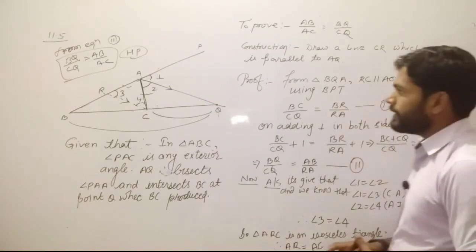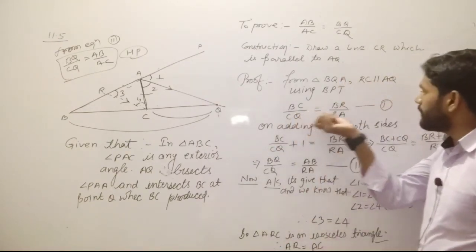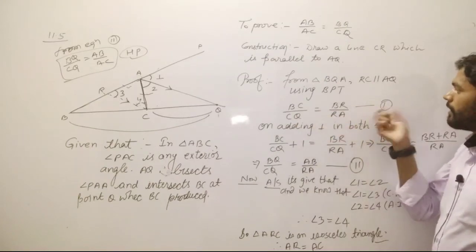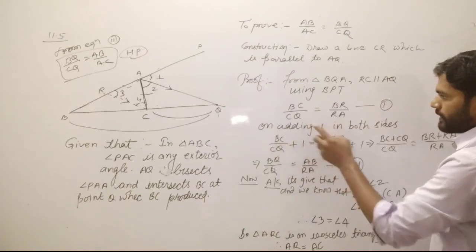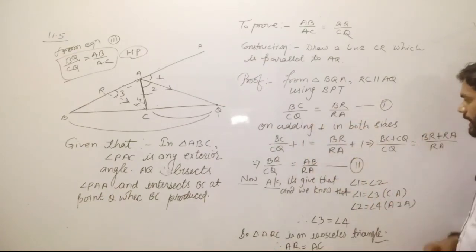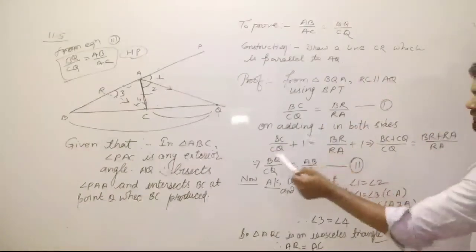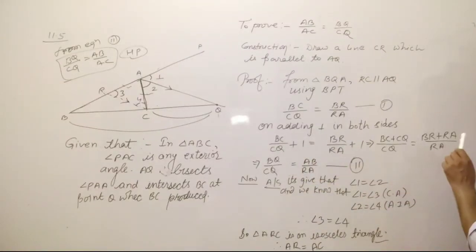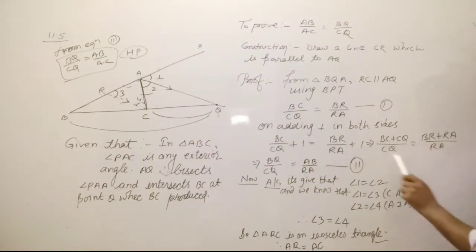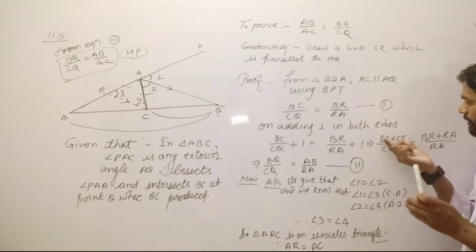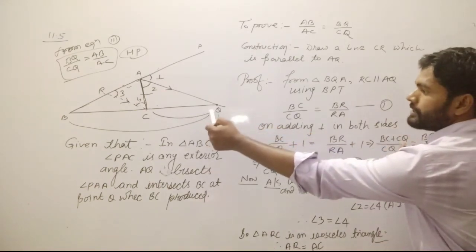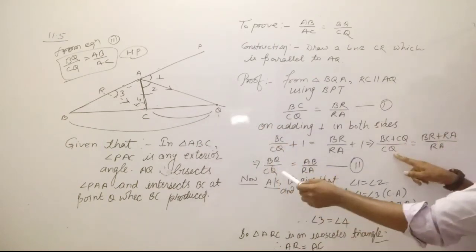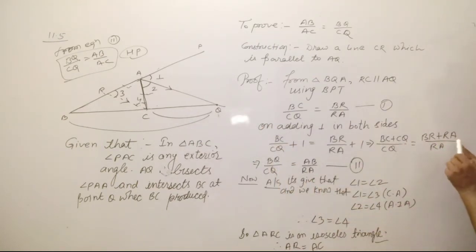Now what I did, I added 1 in both the sides of the equation number first. So BC upon CQ plus 1 and BR upon RA plus 1, and then I took here the LCM, and using the LCM method I got this statement. And after applying the property of the addition, BC plus CQ is equals to BQ upon CQ is equals to BR plus RA is equals to AB upon RA.